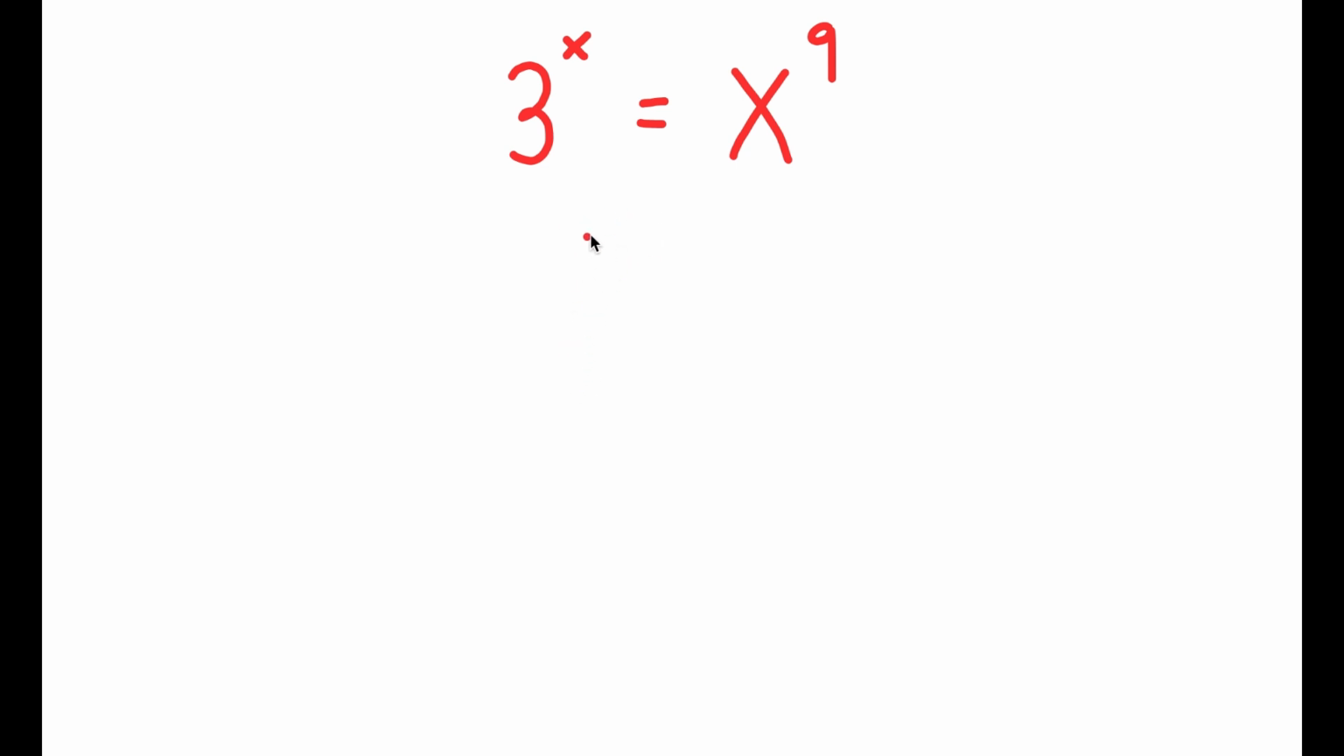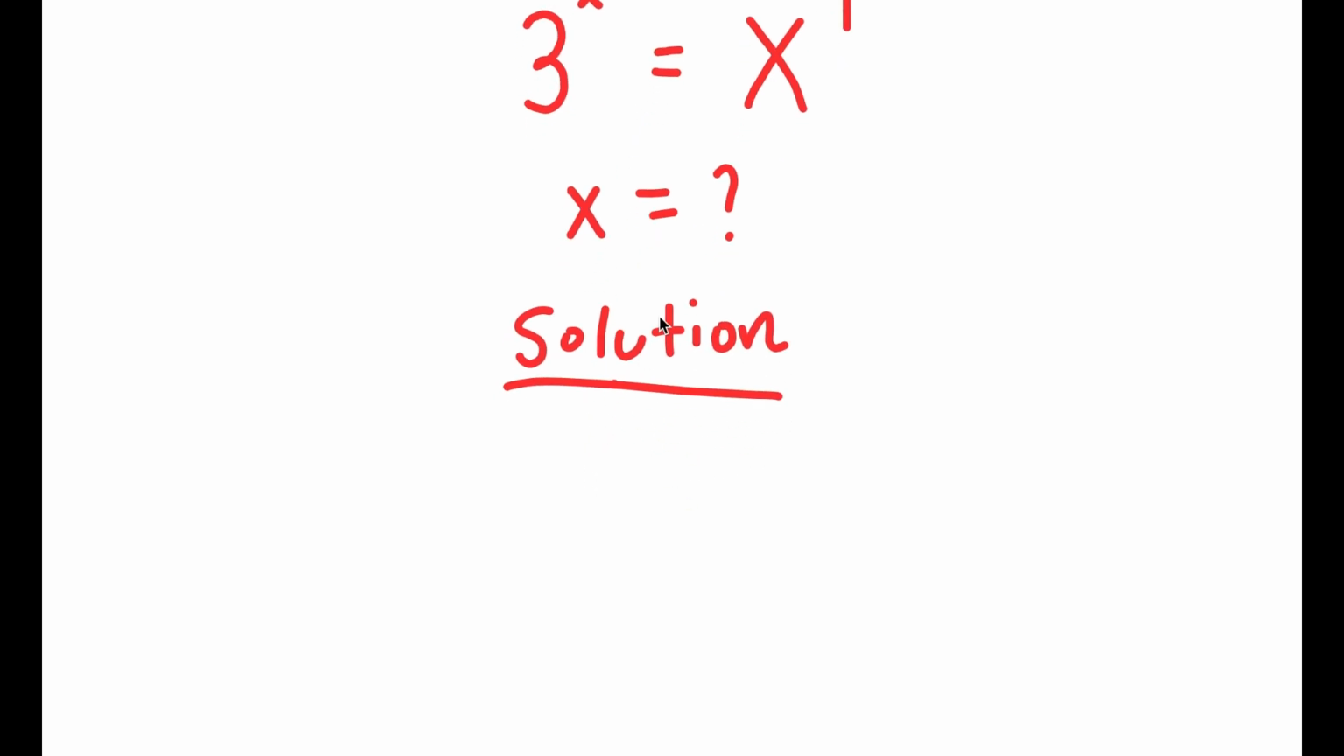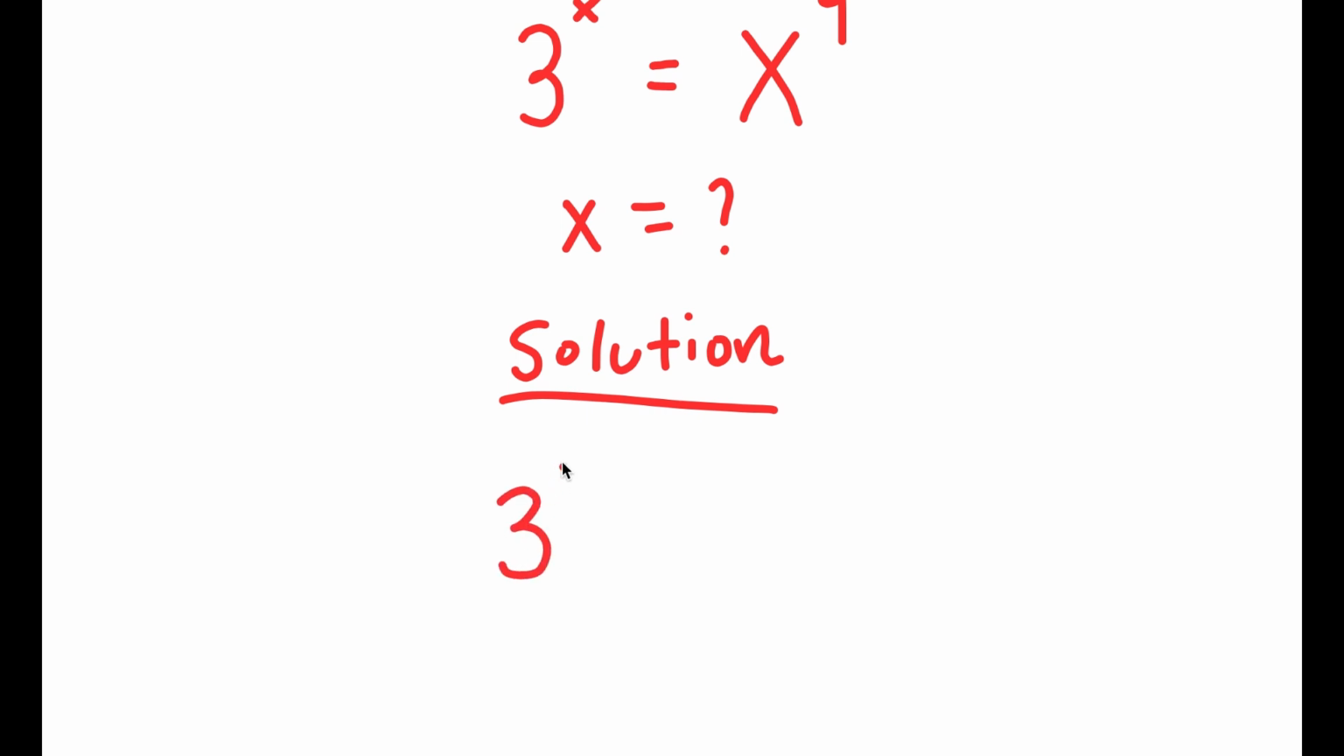Alright, so in this problem, I have 3 to the power of x is equal to x to the power of 9. So to solve this, I want to find the value of x, and for my solution, I'm going to start off by rewriting my equation over here. So I have 3 to the power of x is equal to x to the power of 9.